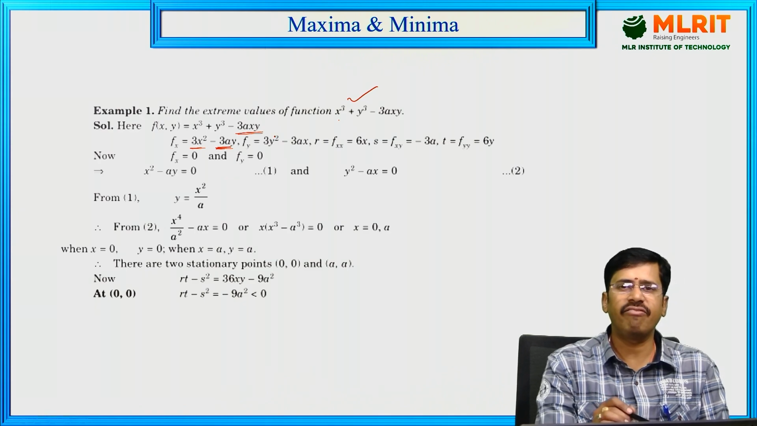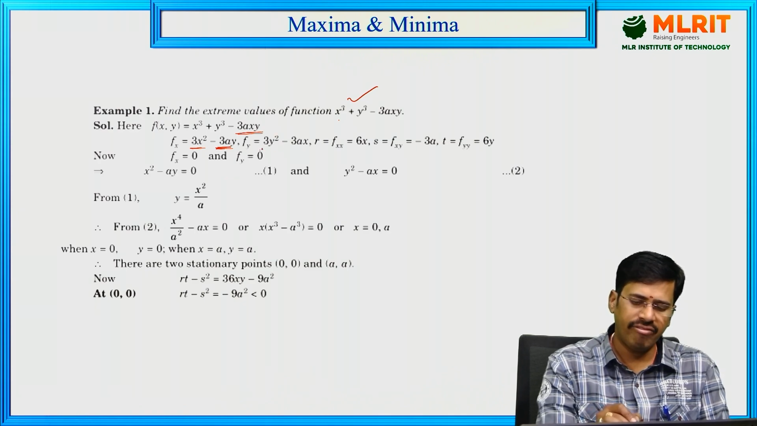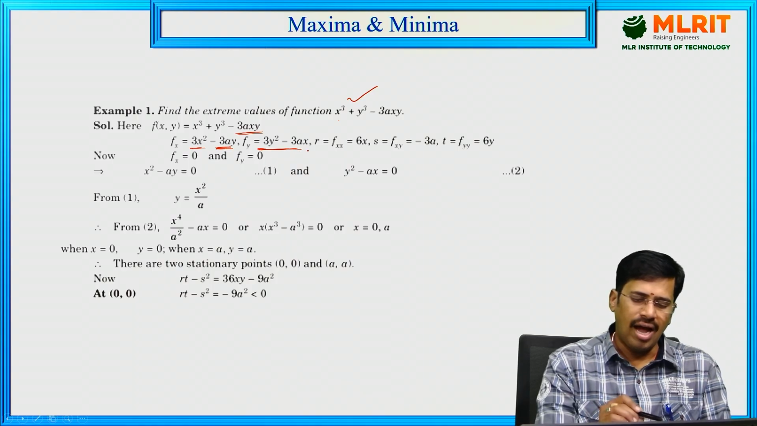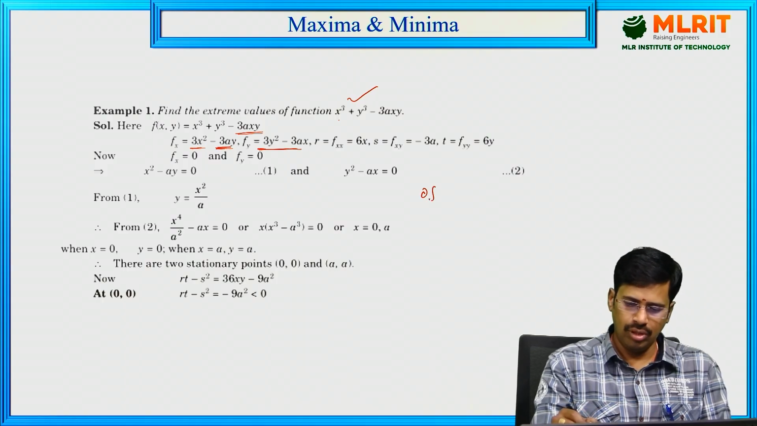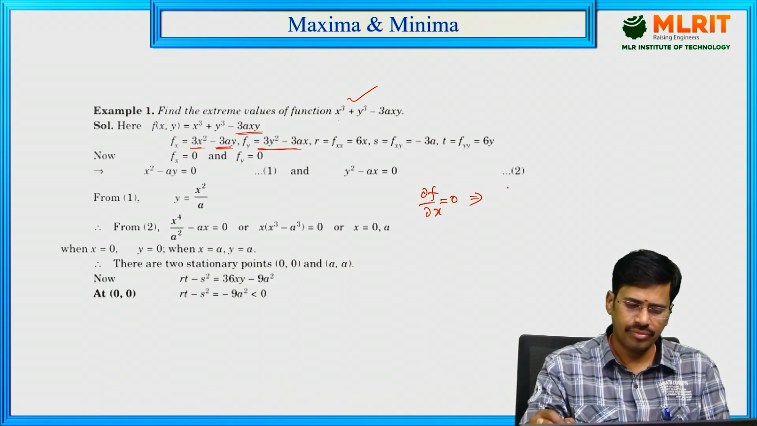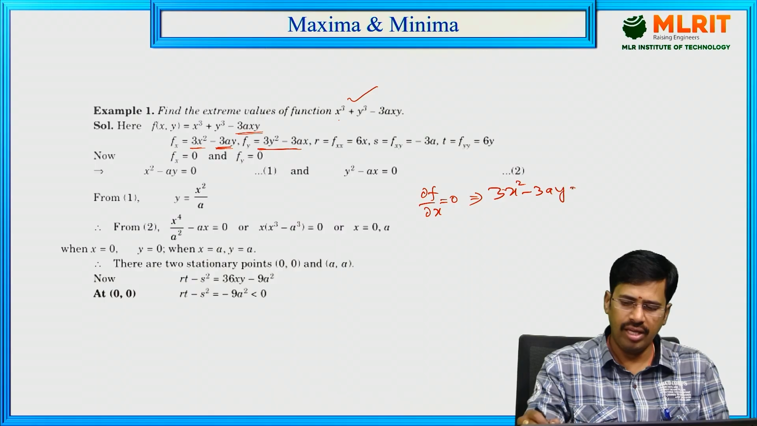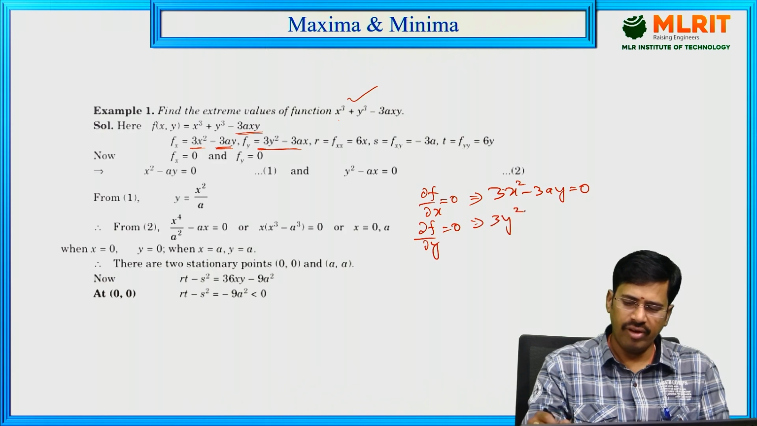Similarly, differentiate f with respect to y. So we get fy is 3y square minus 3ax. After finding these two equations, equate these to 0. ∂f/∂x equal to 0. So what will we get? 3x square minus 3ay equal to 0. Similarly, ∂f/∂y equal to 0. So we get 3y square minus 3ax equal to 0.